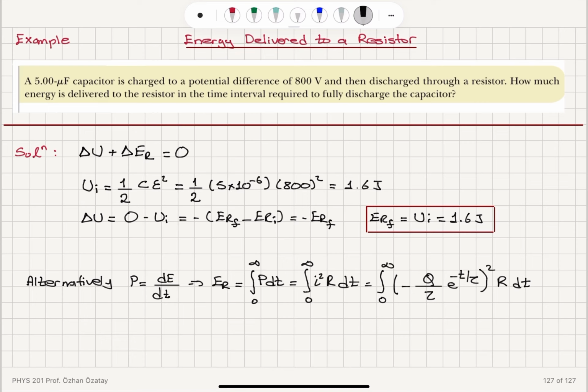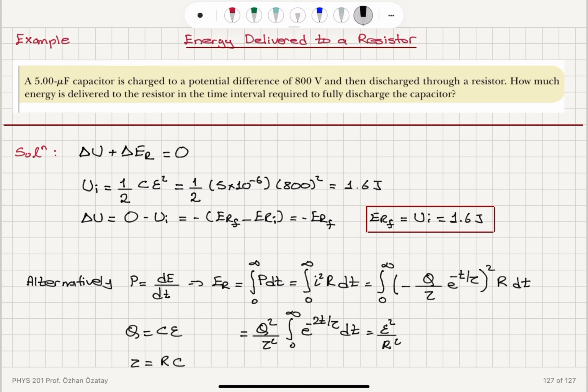So this will give us q squared divided by tau squared, which is R squared C squared, times the integral from 0 to infinity of e to the minus 2t over tau dt. And q was equal to C times epsilon, and tau was equal to RC. So q squared over C squared is actually epsilon squared divided by R squared, because q over tau is epsilon over R, you can see here.